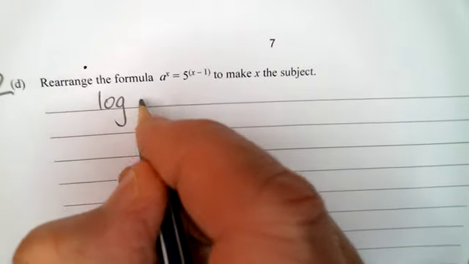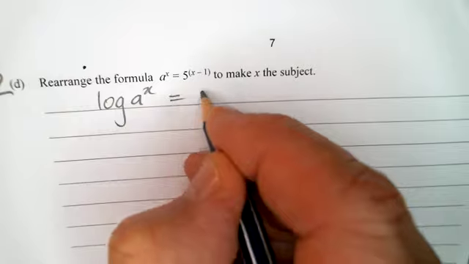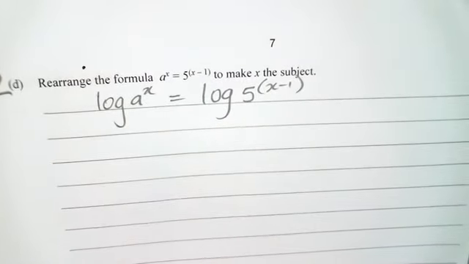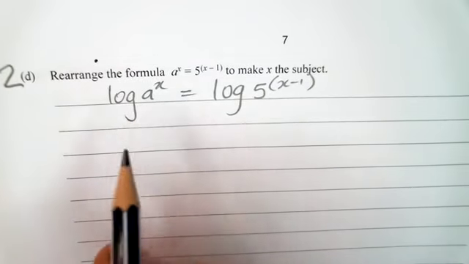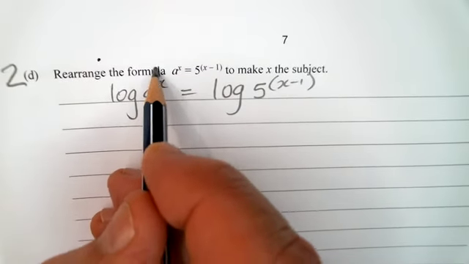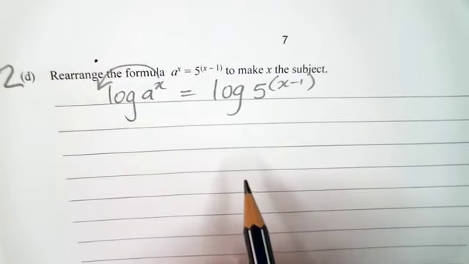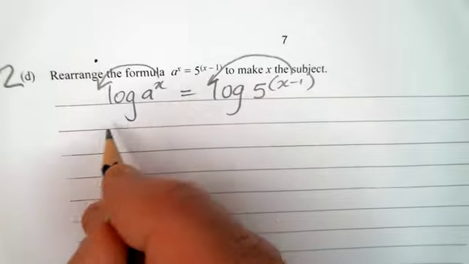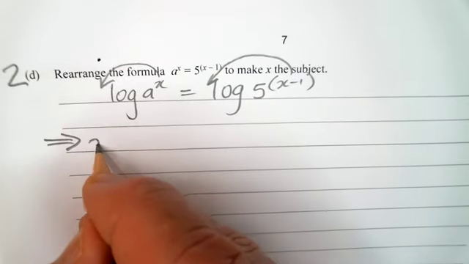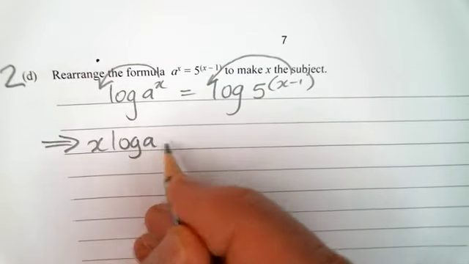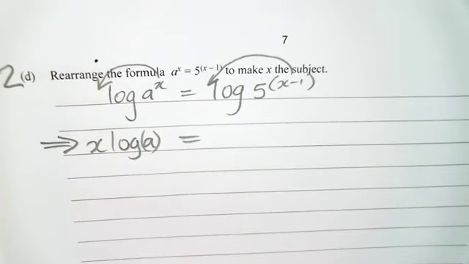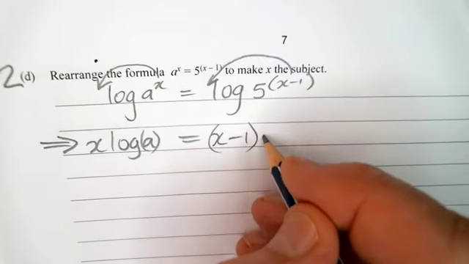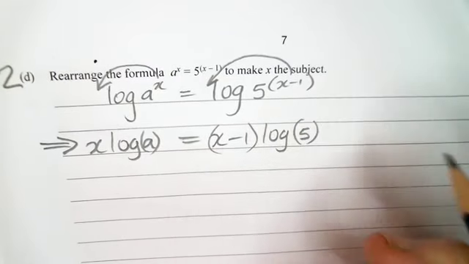So I would say log of a to the x is equal to log of 5 to the x minus 1. The reason I want to do that is because the moment I've got a logarithm, the index now becomes the coefficient of the logarithm. The index, this thing here, becomes the coefficient of the logarithm. So I could rewrite that now. That implies that x log a, I could put that in brackets, I suppose, is equal to x minus 1 times the log of 5.